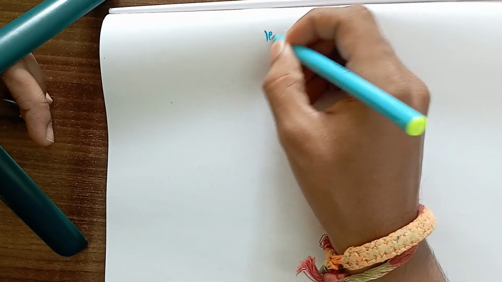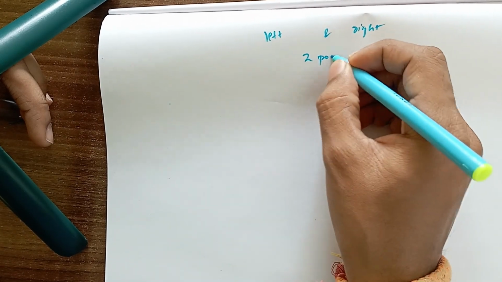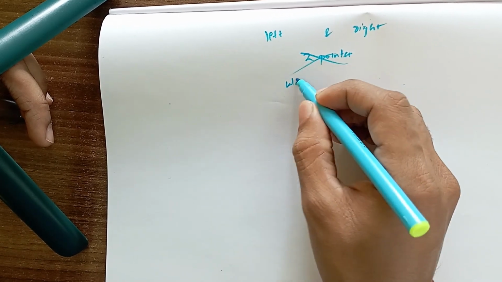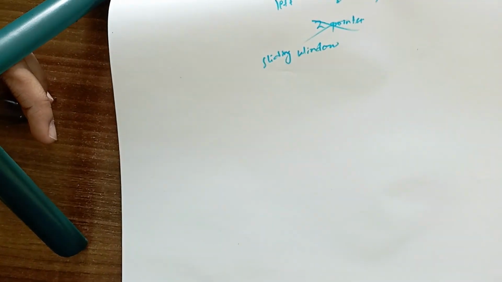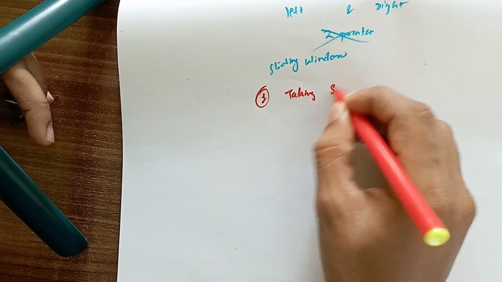So, the first thing that comes to our mind when we are asked this type of question about continuous subarrays is to go through a left and right, that means a two pointer approach, or you can say sliding window. The first thing which I got through is taking sliding window.